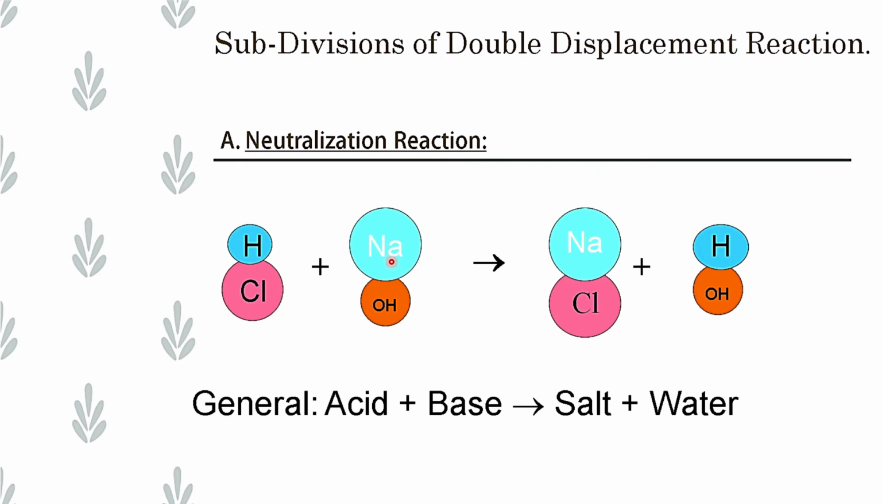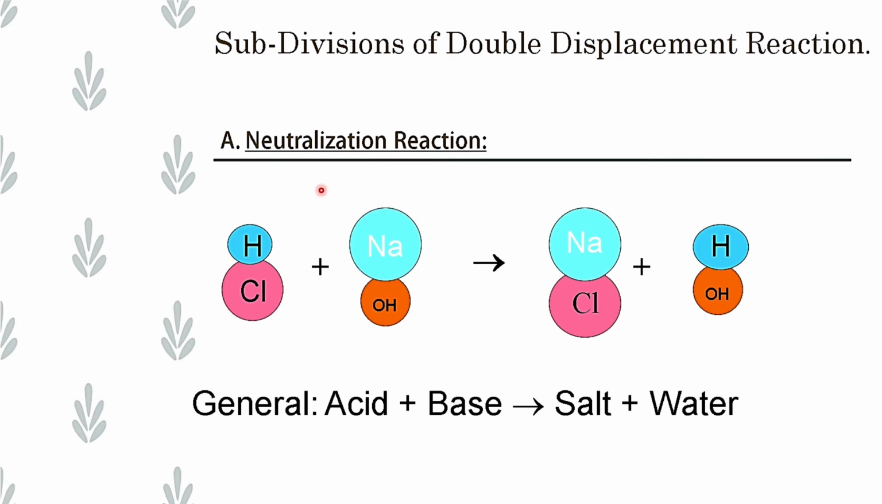Sodium is replacing or taking the position of hydrogen, and hydrogen is taking the position of sodium. So it will make NaCl, which is the formula of salt, and HOH, which is the formula of water. Also you can write it like H2O. So here two neutral products are forming because salt and water are neutral on the pH scale. Their pH value is 7. So two neutral compounds are forming, therefore the reaction is known as neutralization reaction.